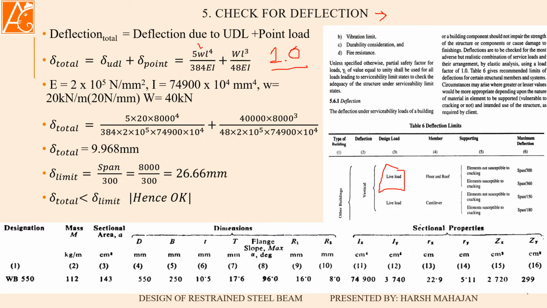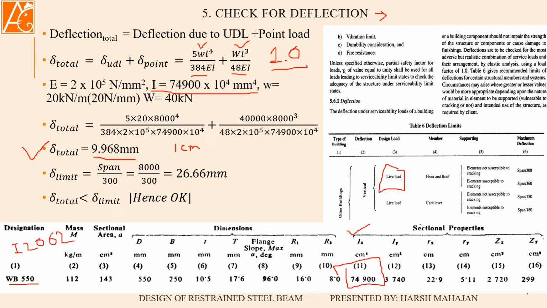This is the equation for delta due to UDL, maximum deflection, and maximum deflection due to point load. We require the section second moment of inertia. So I am taking it from the sectional properties provided in IS 2062 for WB 550. Okay. So after calculating the delta total, I am getting a value of about 1 centimeter. So 1 centimeter deflection will be there in the middle of the span.